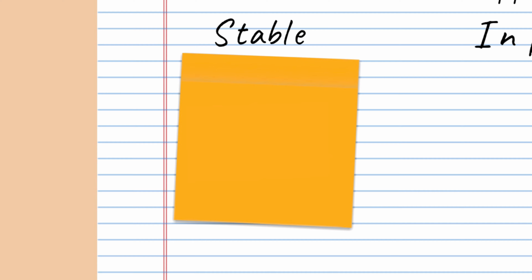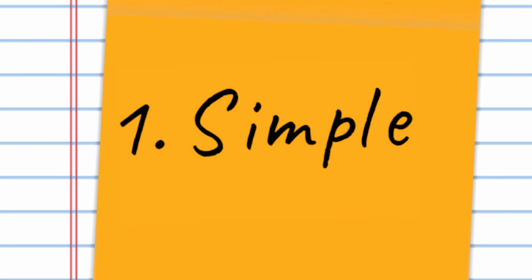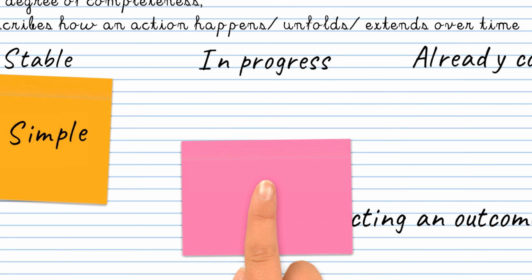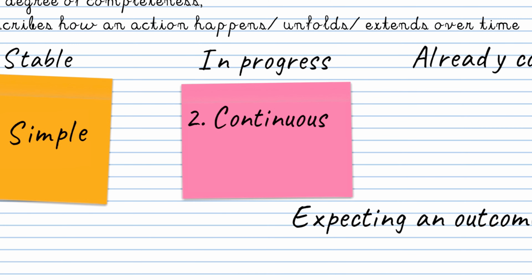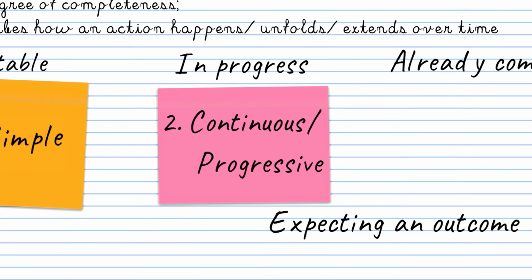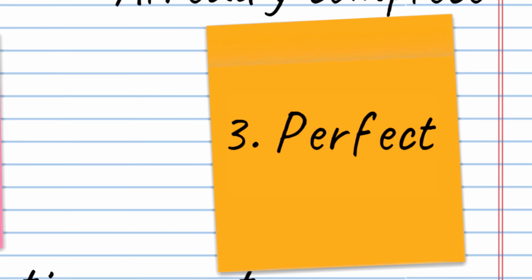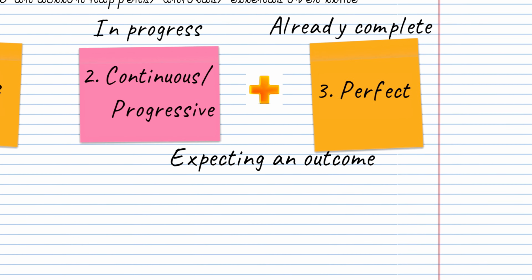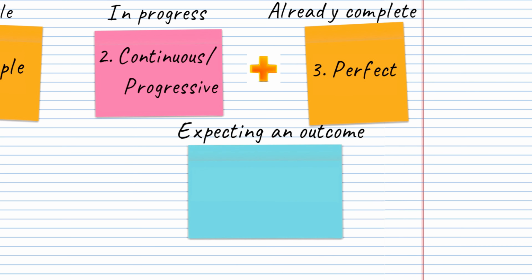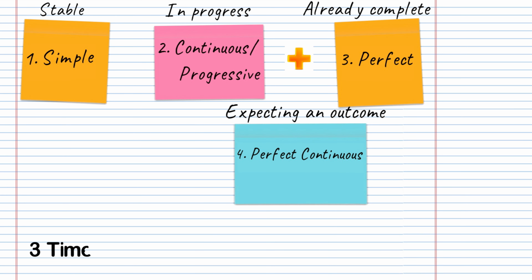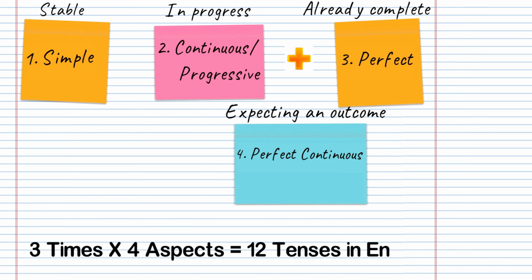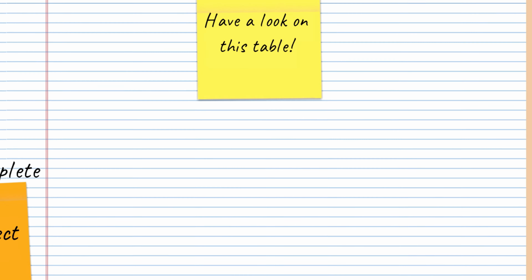On the basis of these functions, there are four aspects in English grammar. First, simple. Second, continuous or progressive. Third, perfect. And the fourth one is the combination of third and second. It's perfect continuous. So, there are 3 times and 4 aspects that are combined together to make 12 tenses in English. Have a look at this table.